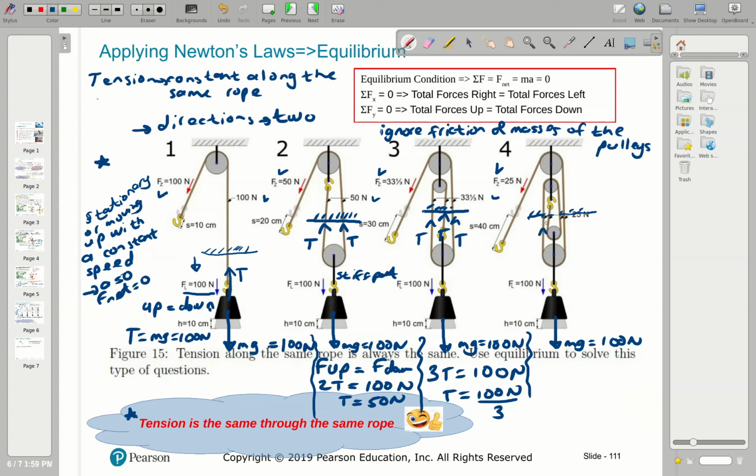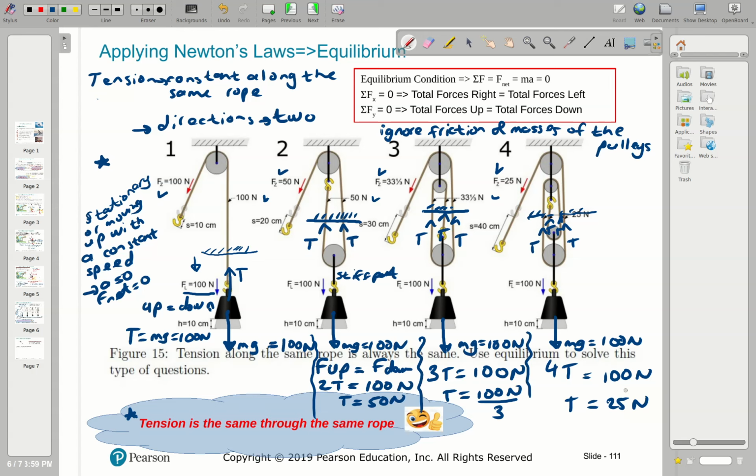I have 4 T's up. Again, I am ignoring the stiff addition here. It's solvable, but you guys are not going to worry about that. Only look at the ropes. Total ropes up 4. So I have T plus T plus T plus T. 4 T's up are equal to 100 Newton down. And T is equal to 25 Newton.